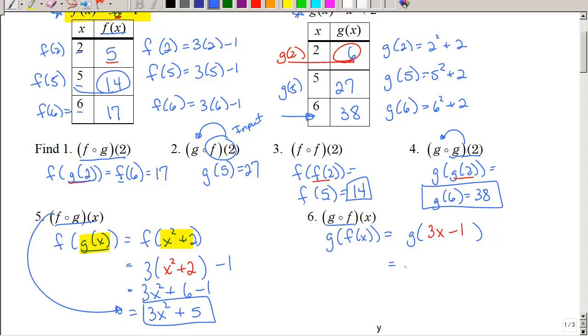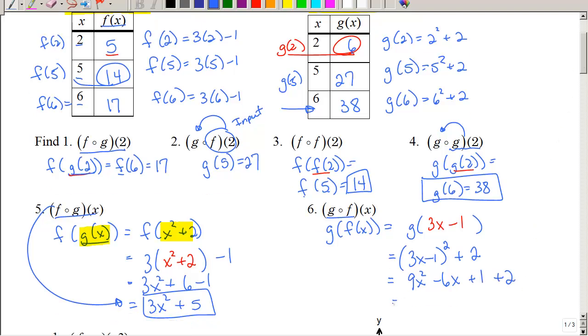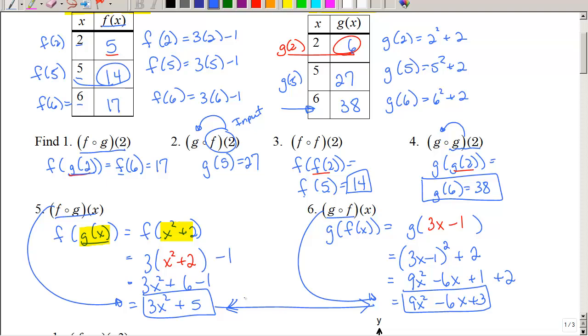So now I want to go to the g function, which is here, and everywhere there is an x, I'm going to replace it with 3x minus 1. So I'd have 3x minus 1 squared plus 2. I'm going to go ahead and FOIL that out and collect like terms. So that is what that composition function is, and notice those are not the same. And again, this should just be a review from college algebra.